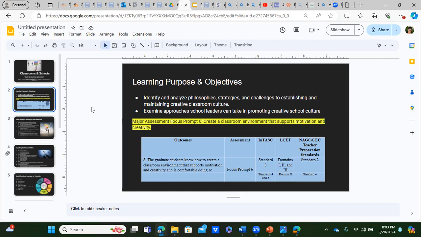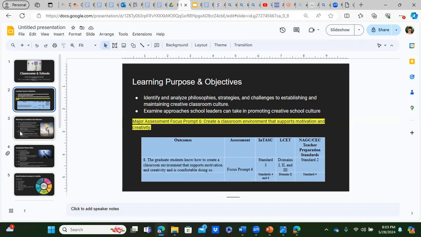So our major assessment focus is prompt 6, create a classroom environment that supports motivation and creativity. And of course, you're going to be revisiting this in your creativity project, the major assessment of this course. And the outcome is tied to these specific standards.